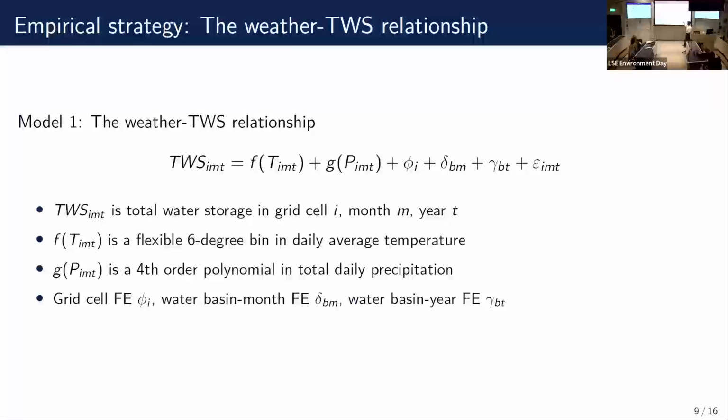And then we have a pretty rich set of fixed effects here for each grid cell, for water basin by month, and water basin by year. And I can play around with those. I've tried trends. I've tried more specific, finer controls on the time fixed effects, and the results that I'm going to show you are fairly robust to all of those options.